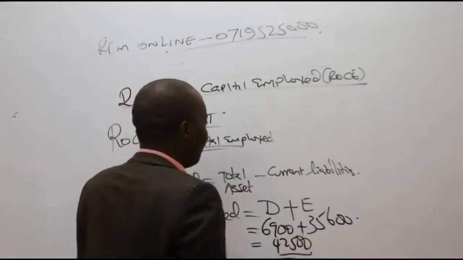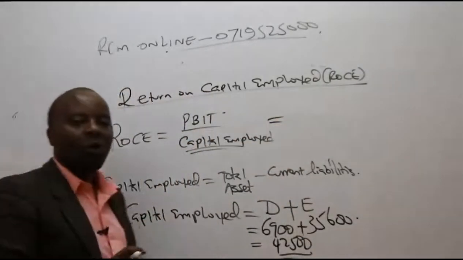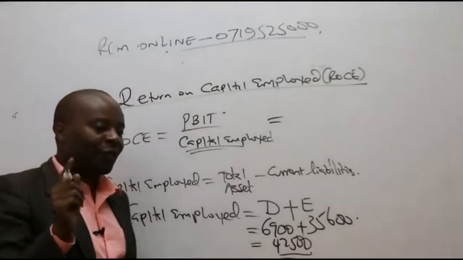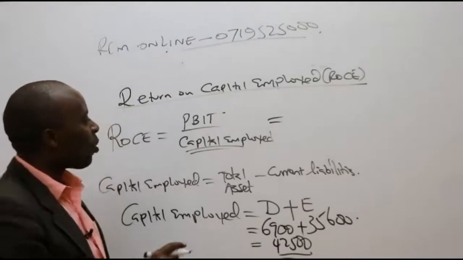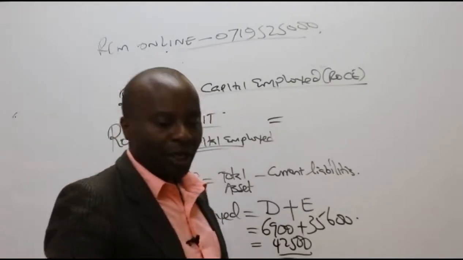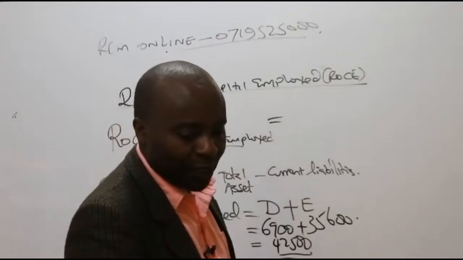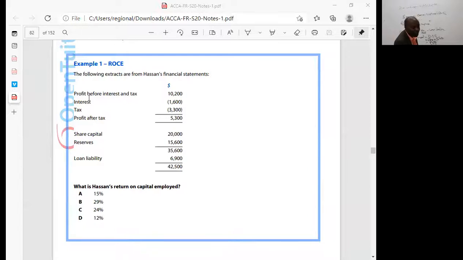Then come and pick the profit. Please, for return on capital employed, you should never pick profit after tax. It is operating profit, and our operating profit is profit before interest and tax. Are you able to see this profit before interest and tax? Oh yes, up here. The profit before interest and tax is 10,200, all over the capital employed, which is 42,500.